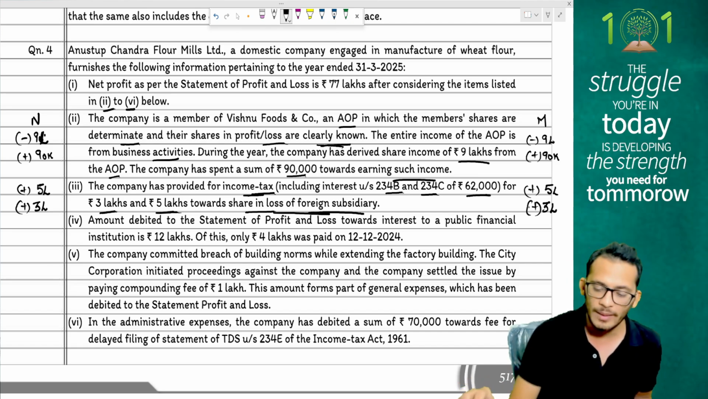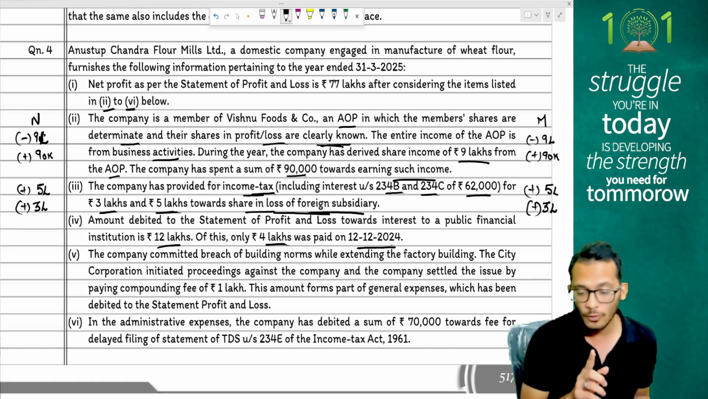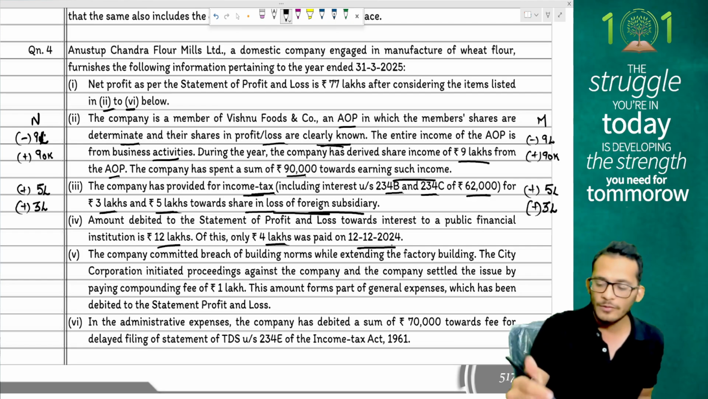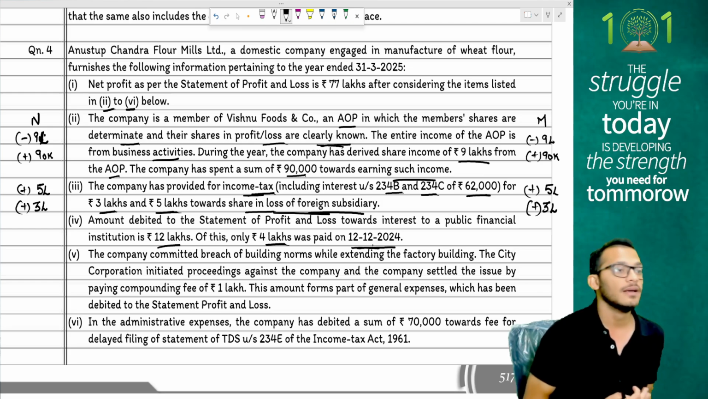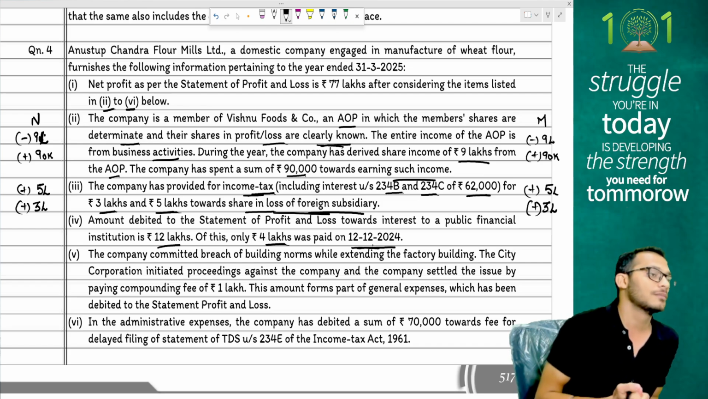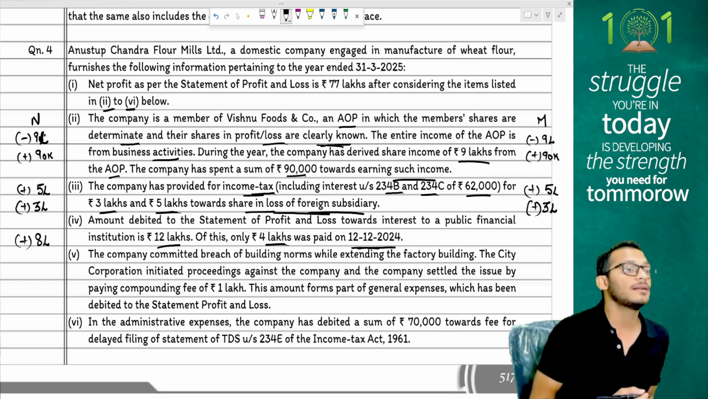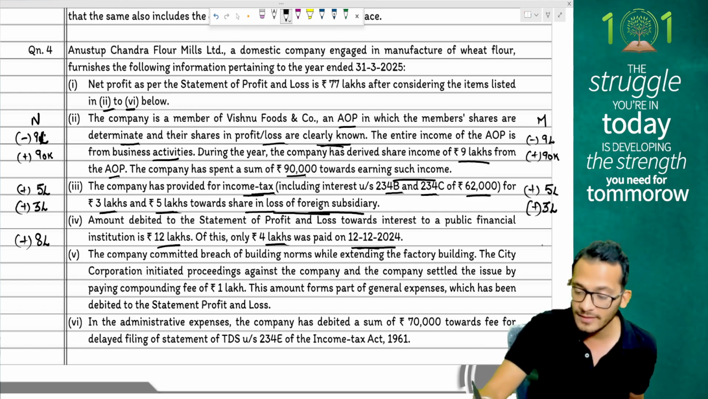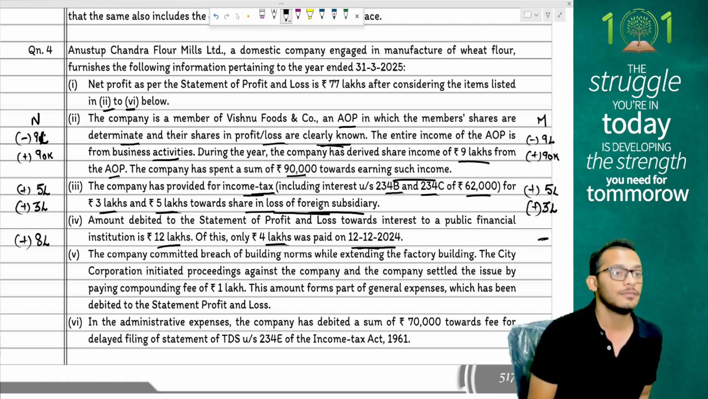Move forward. The amount debited to the statement of profit and loss account also includes interest of 12 lakh rupees, out of which only 4 lakhs was paid on 12th December 2024, which is in your previous year. So in your previous year, you paid only 4 lakhs, which means automatically 8 lakhs was not paid. Section 43B, you will disallow under normal. MAT, disallow or not disallow? Not disallow. People, no adjustments of PGBP are taken in MAT. Remain as it is. Don't make those changes.